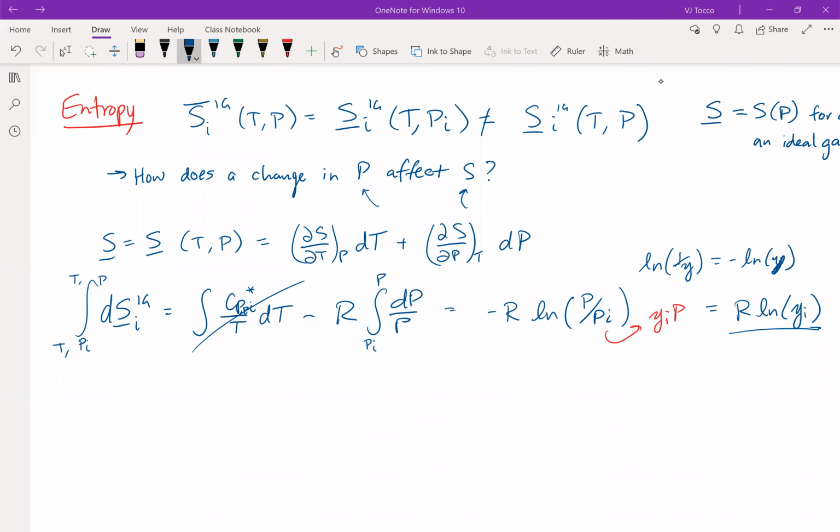So if I finish out and write this neater, I can say that the partial molar entropy of an ideal gas for component i at some T and P is equal to the molar entropy of component i for the ideal gas at some T and partial pressure. And that is equal to the molar entropy for an ideal gas at T and P, and then I have to add this term, plus R ln of y.